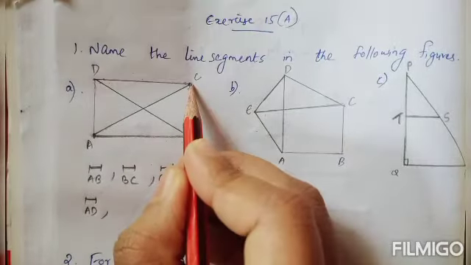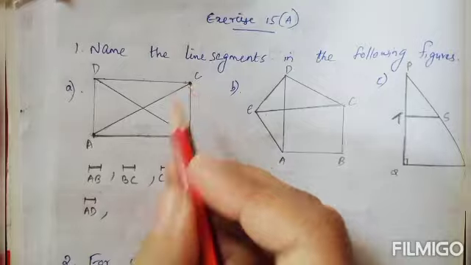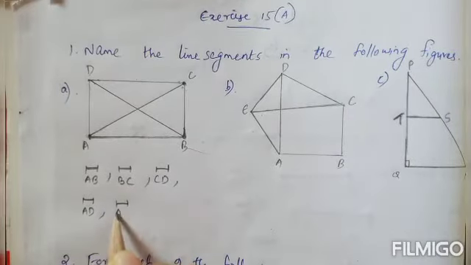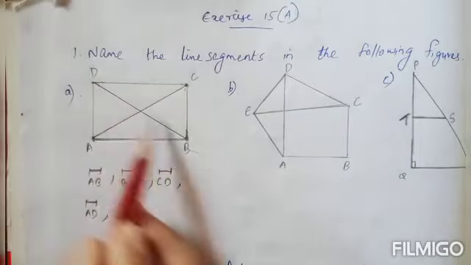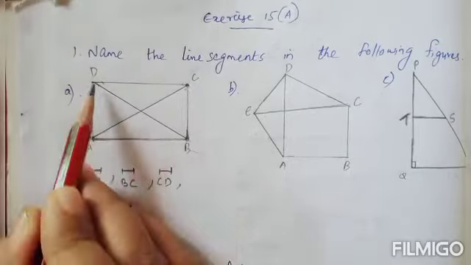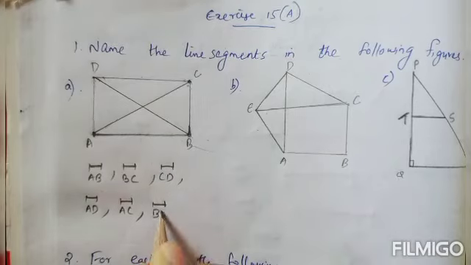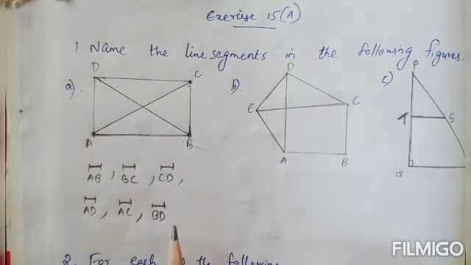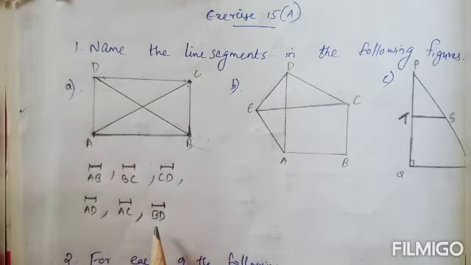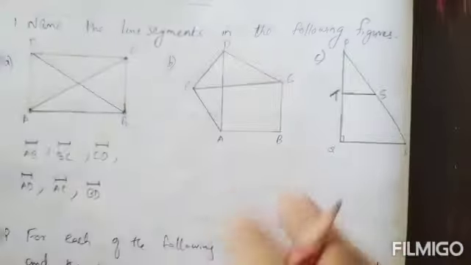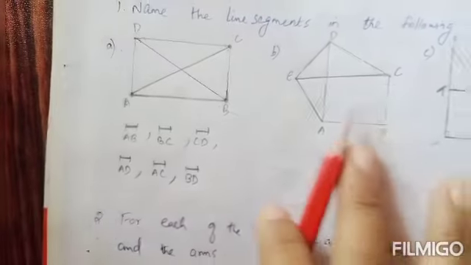Next, line segment AC is there. 2 endpoints A and C joined by a straight line. So line segment AC. Then line segment BD is there. 2 points B and D joined by a straight line. So that is line segment BD. Okay, now next diagram. This much only you can find in the first figure. Next one.